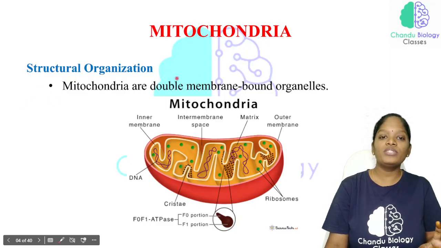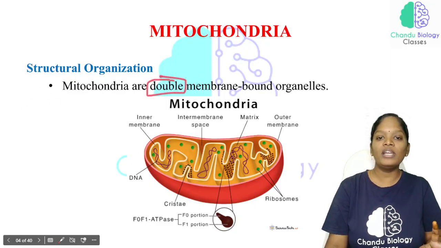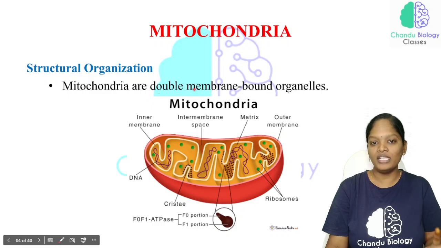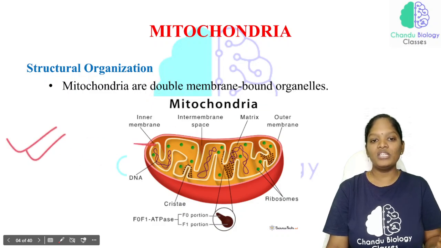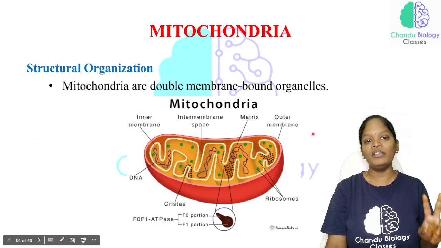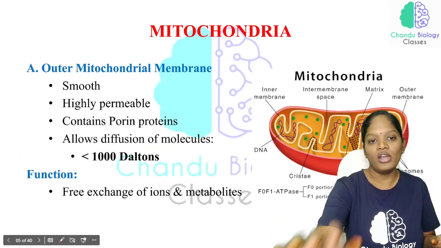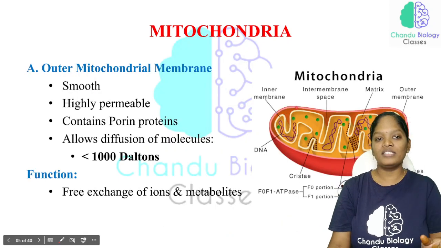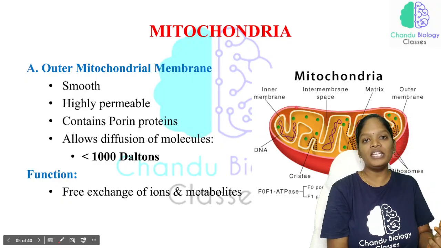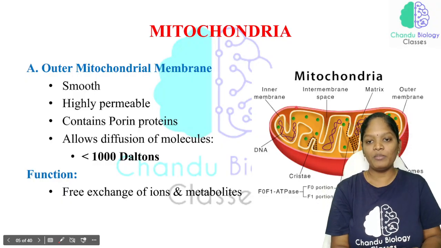So see here, mitochondria are double membrane bound organelles. See, this will be the structure. We have an inner membrane and an outer membrane. As it has two membranes, we should know this mitochondria is a double membrane bound organelle.